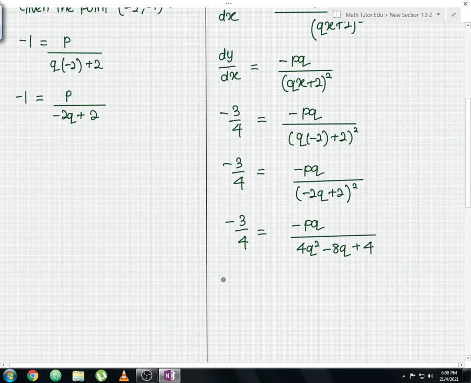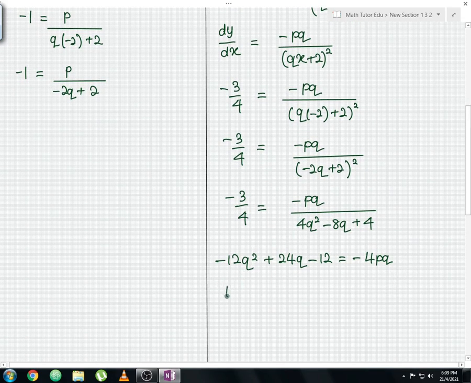So from here you should get negative 12q square plus 24q minus 12 is equals to negative 4pq. Okay, so what you do, you shift all the left hand side equation into the right hand side. So from here you should get 12q square minus 24q plus 12 minus 4pq is equals to 0.